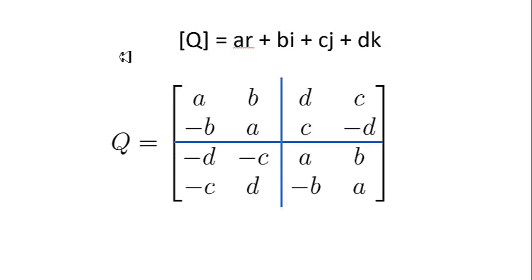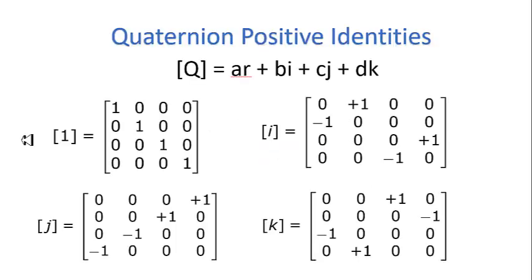And so the A goes in the forward diagonal. So if you multiply A by the identity of the real component of the 4x4 matrix, then you're going to get A.